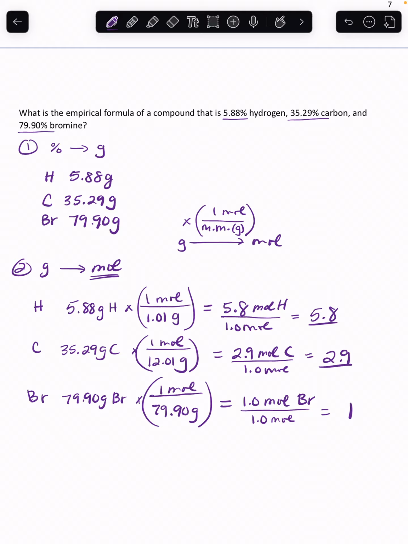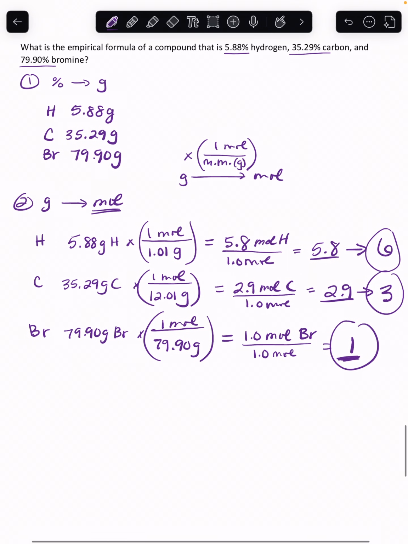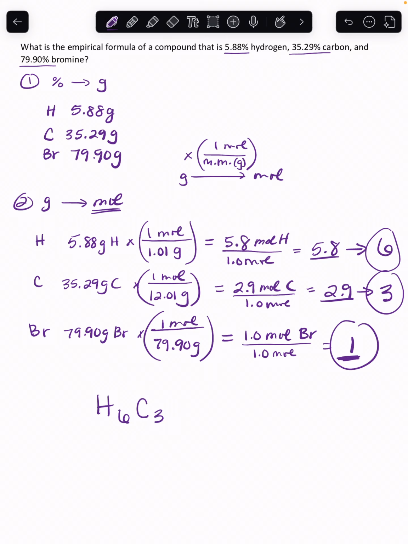All of these numbers are close enough to round to a whole number. So the 1 can stay as it is. 2.9 I'm going to round to 3. 5.8 I'm going to round to 6. So all of these numbers are now going to go in my empirical formula. So hydrogen, I have 6. Carbon, I have 3. And bromine, I just have 1. You don't even have to put anything here. You can put a 1 here if you want. You do not need to. So the final formula is H6C3Br.